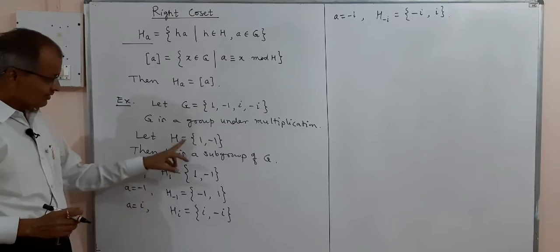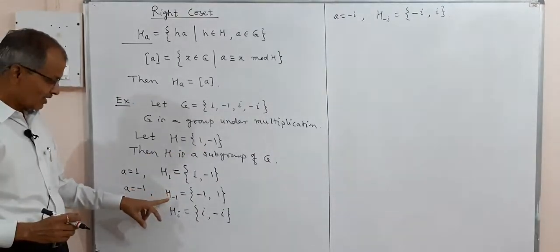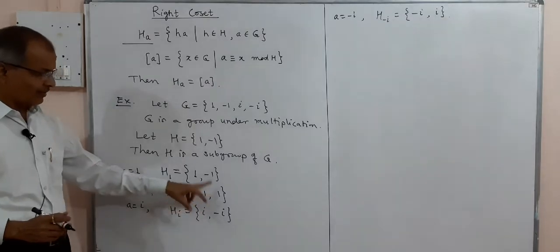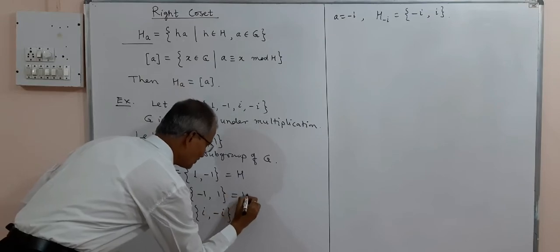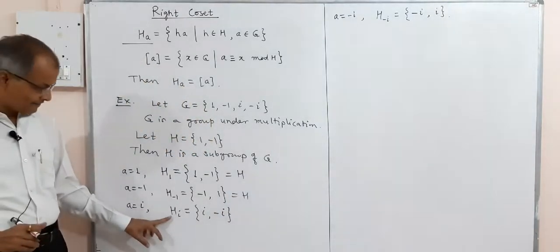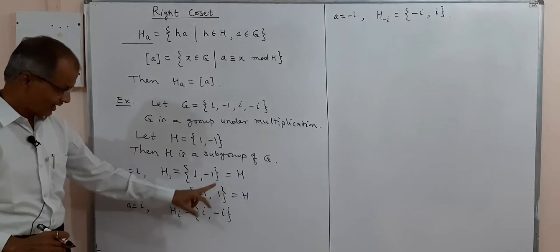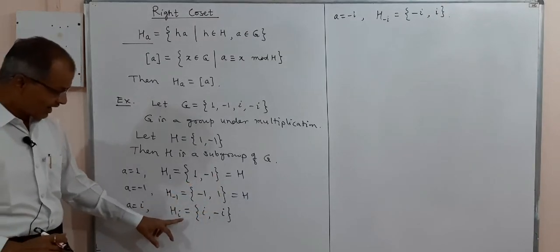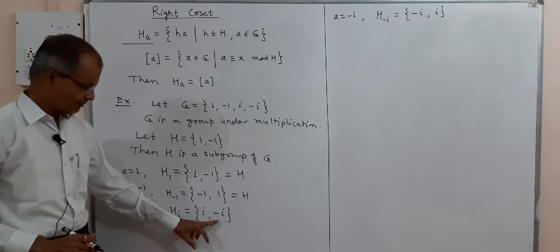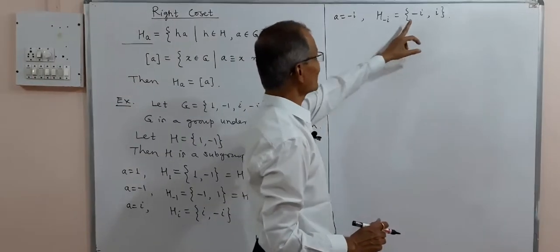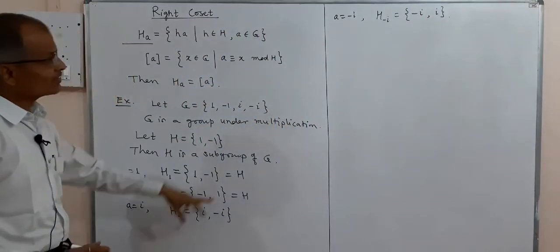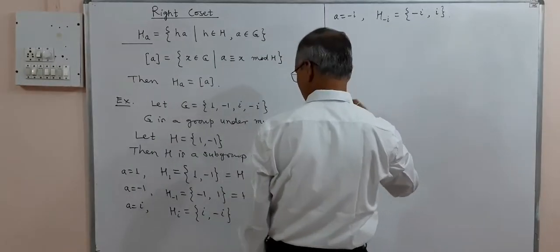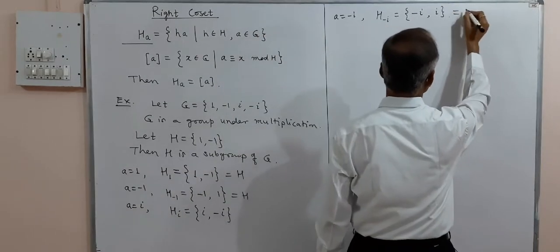Now H1, you may see, is the same as H. Also H minus 1 is the same as H. And what about Hi? Hi is different from H1 and H minus 1, but Hi has the elements i and minus i, and H minus i also has the elements i and minus i. So therefore Hi is the same as H of minus i, and so we may consider H minus i is the same as Hi.